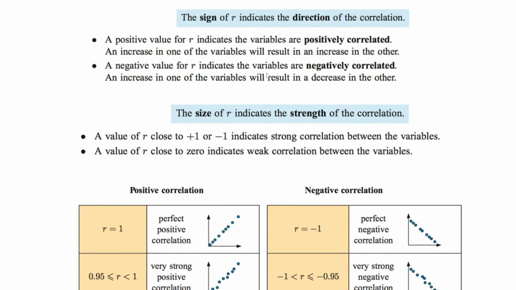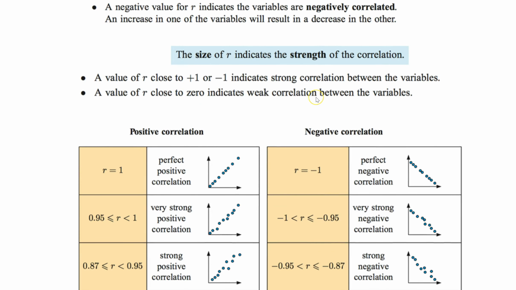And all these things here, all good stuff, right? Positive value is positively correlated. Negative value is negatively correlated. The size of the R tells you how strong it is, right? The closer to 1 you are, the stronger it is. So closer to +1, the stronger the positive correlation. Closer you are to -1, the stronger the negative correlation. If you're close to 0, that means you're going to be very weak in either direction.